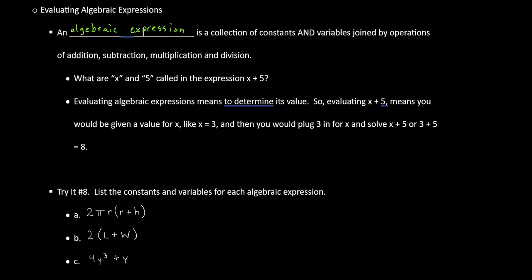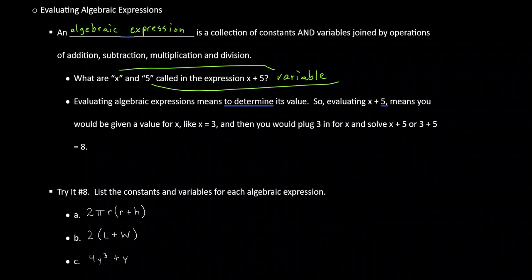So what are the x and 5 in the expression x plus 5? Well, x is the variable, and 5 is the constant. So evaluating algebraic expressions is just determining its value. So if you have x plus 5, you would be given a value for x like x equals 3, and then plug in 3 for x and solve x plus 5. So if x was 3, you'd put in 3 here for x. You get 3 plus 5 is equal to 8.